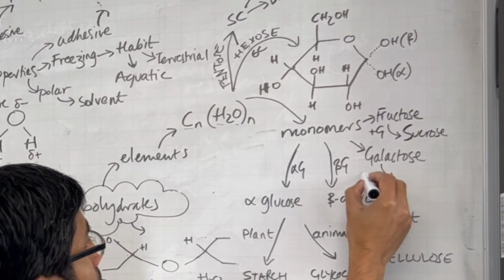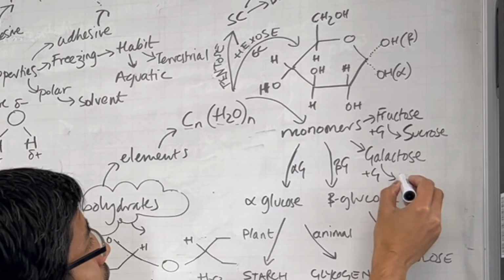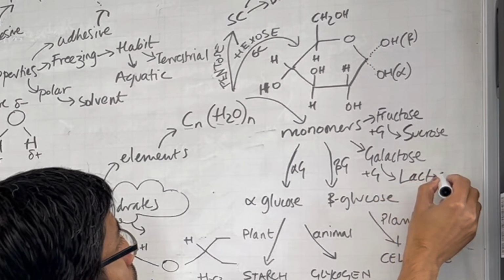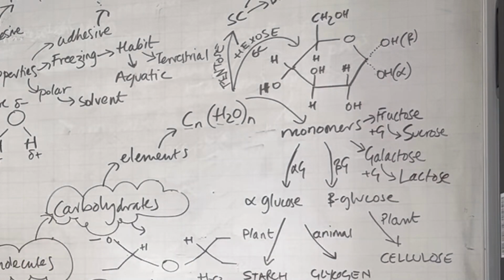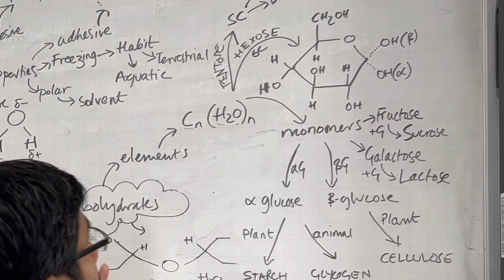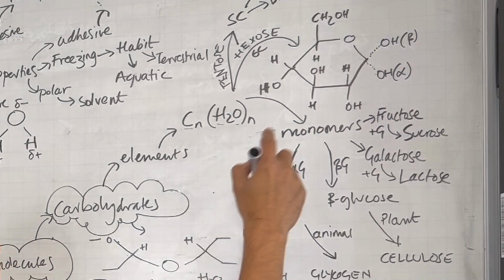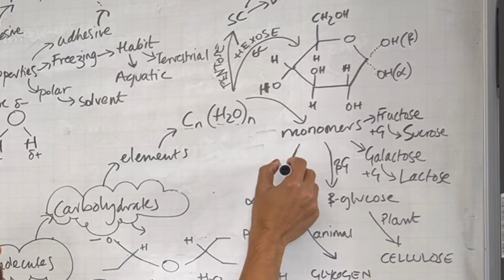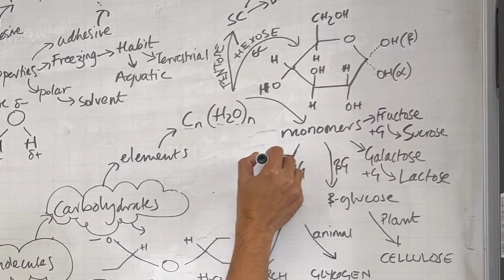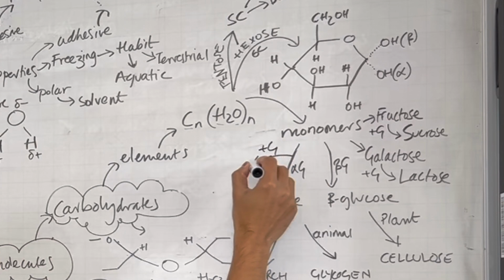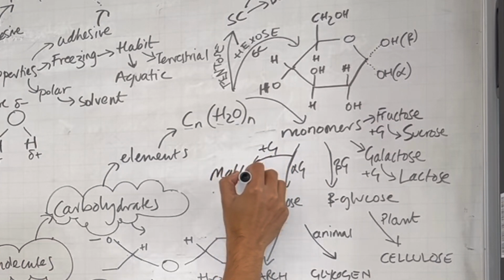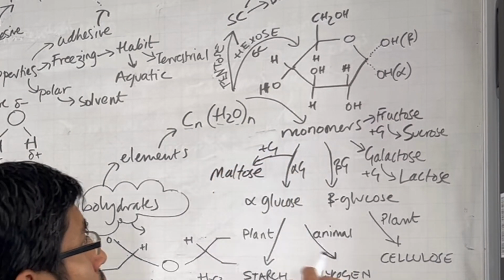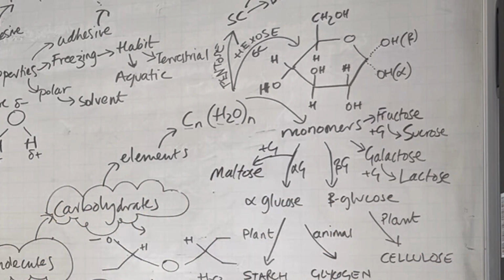Galactose plus glucose gives us lactose, okay? And glucose plus glucose gives us maltose. So alpha glucose plus alpha glucose gives us maltose. So we just need to be aware of the disaccharides as well. It does come up kind of more often than I would expect.